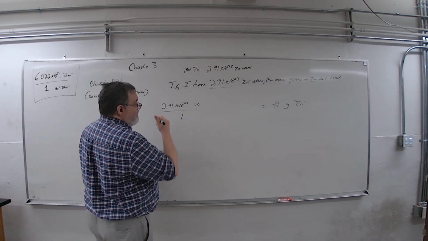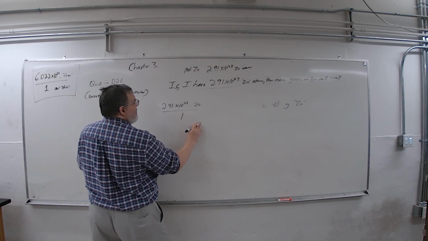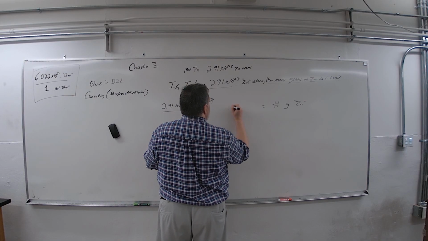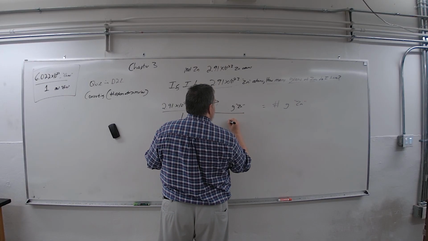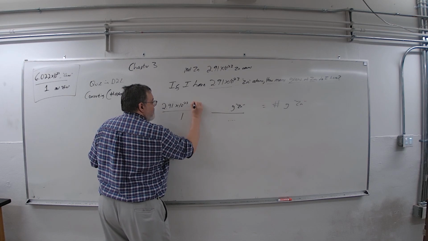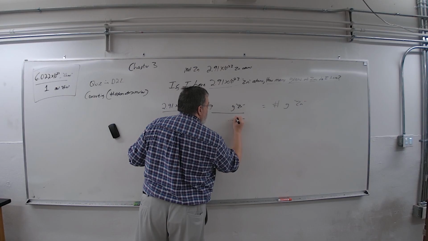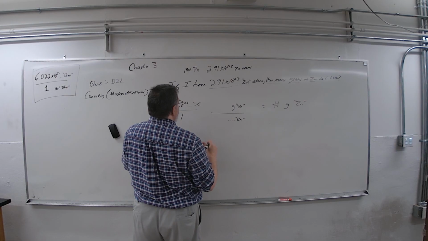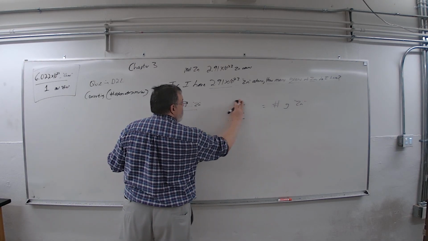I've got that and none. Yeah, that's right. And then I need grams of zinc. I need blank zinc to cancel with blank zinc. No, I do need moles. Sorry.